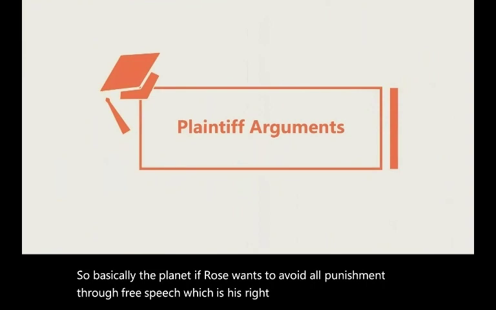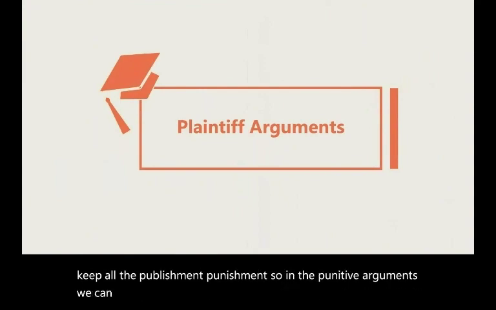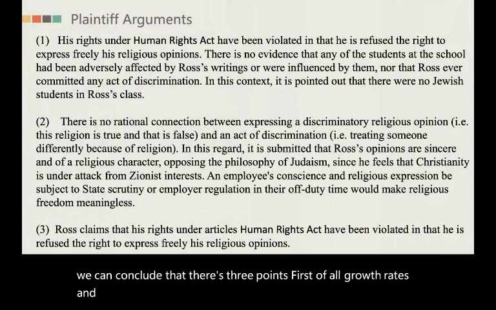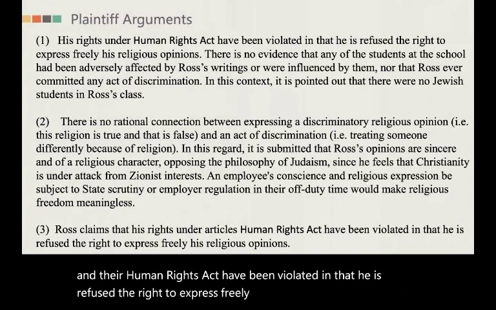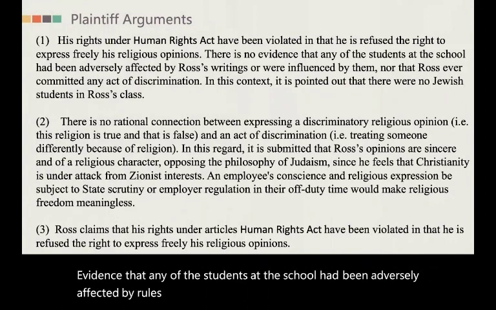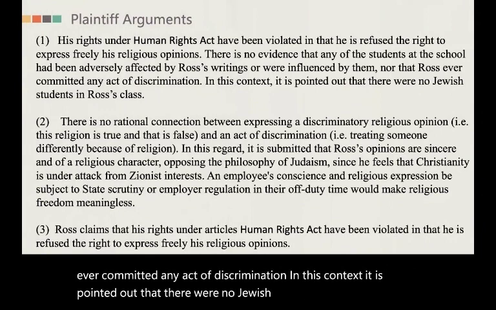And the defendant wants to keep all the punishment. So in the plaintiff's arguments, we can conclude that there are 3 points. First of all, Rose's rights under the Human Rights Act have been violated in that he is refused the right to express freely his religious opinions. There was no evidence that any of the students at the school had been adversely affected by Rose's writing or were influenced by them, nor that Rose ever committed any act of discrimination. In this context, it is pointed out that there were no Jewish students in Rose's class.